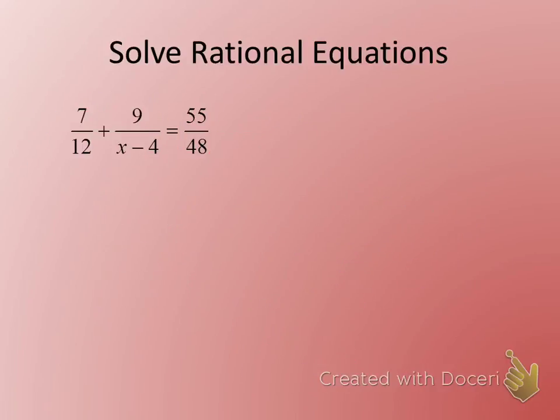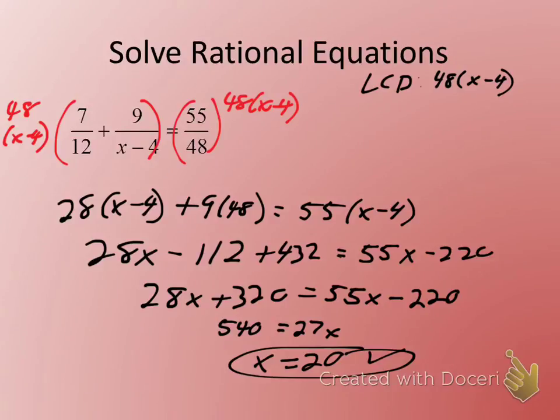Alright, so this one here is for you guys: 7/12 plus 9 over x minus 4 equals 55/48. So go ahead and solve that equation for x. Alright, so hopefully you got 20 for this one. The LCD on this is 48 times x minus 4.